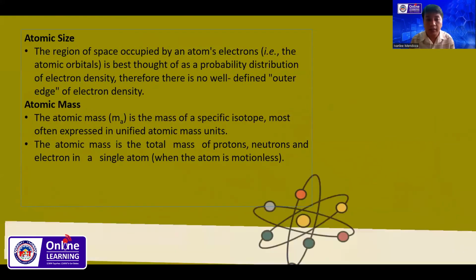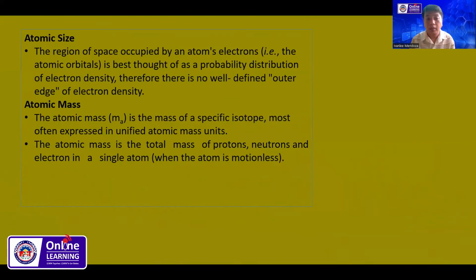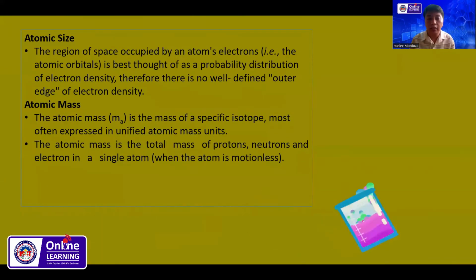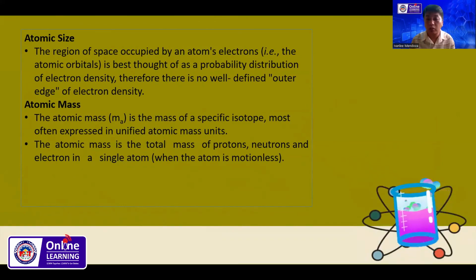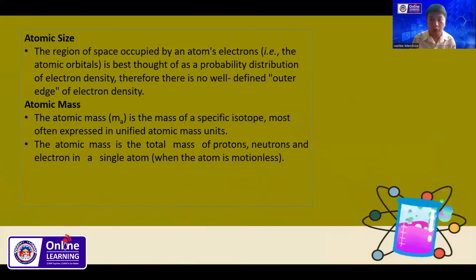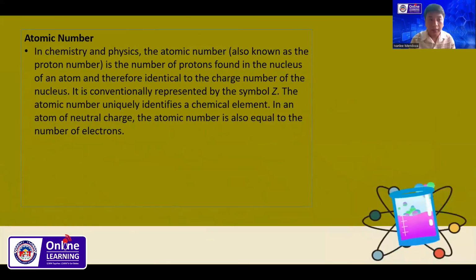Then we also have the atomic mass. The atomic mass, or M sub A, is the mass of a specific isotope, most often expressed in unified atomic mass units. Second, the atomic mass is the total mass of protons, neutrons, and electrons in a single atom when the atom is motionless.